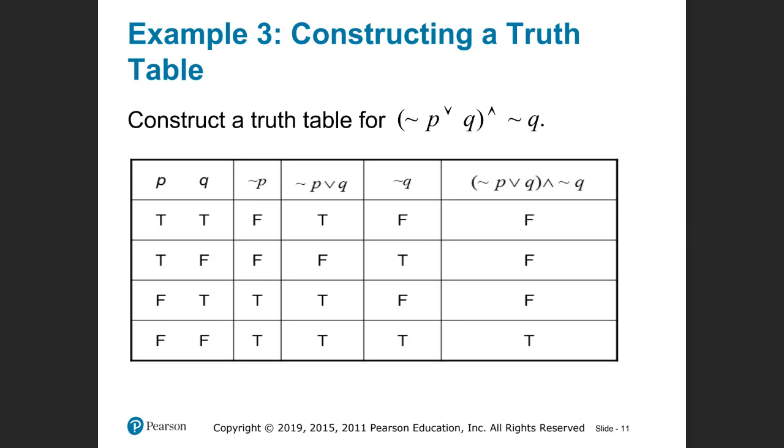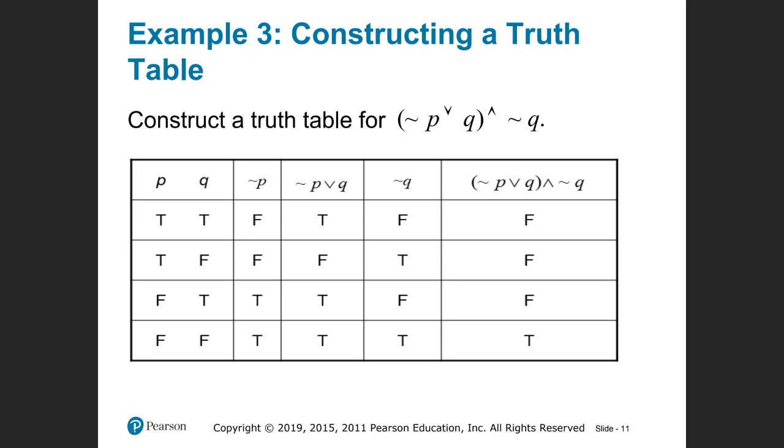Example 3, we're going to construct a truth table. This one's a little more complicated, but if you go about it the same way, you'll be fine. We see that we're using P and Q again. So we will list P and all the possible values. We list Q and all the possible values. We have not P, and so we're going to find not P, which is the negation of P, as you can see in the next column.